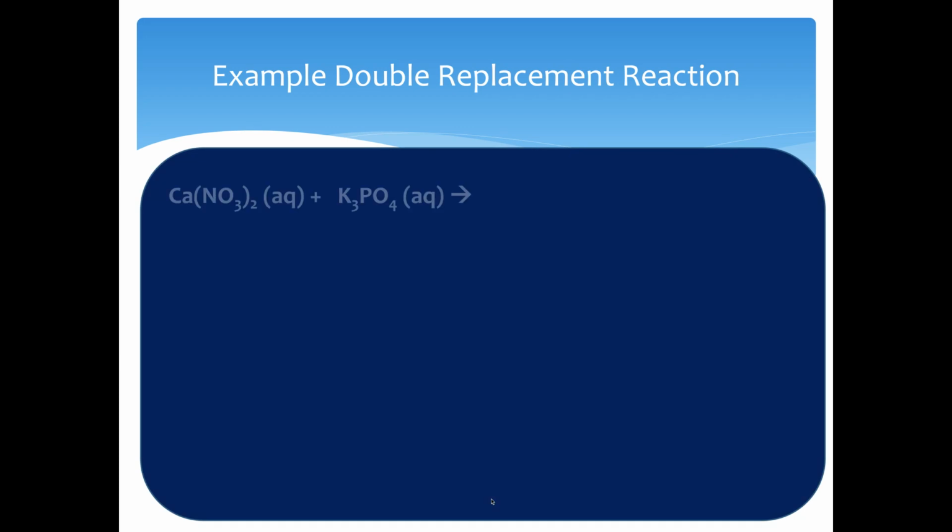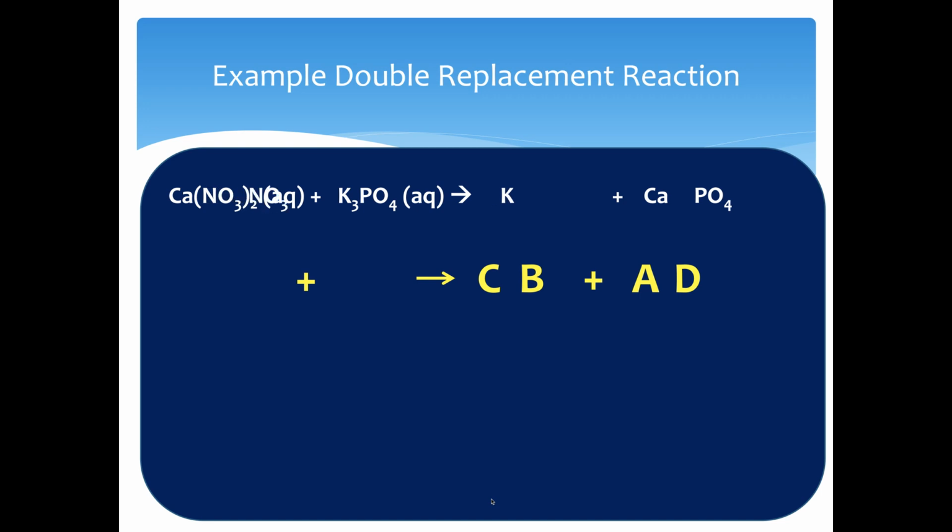Here's another. Calcium nitrate plus potassium phosphate. Once again, the positive ion of one solution will combine with the negative ion of the other. So A will combine with D. So calcium will combine with phosphate. C will combine with B. So potassium will combine with nitrate.